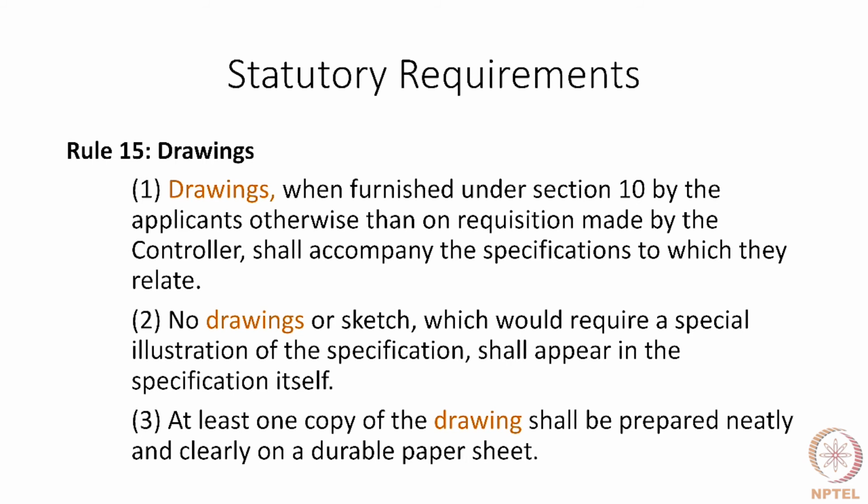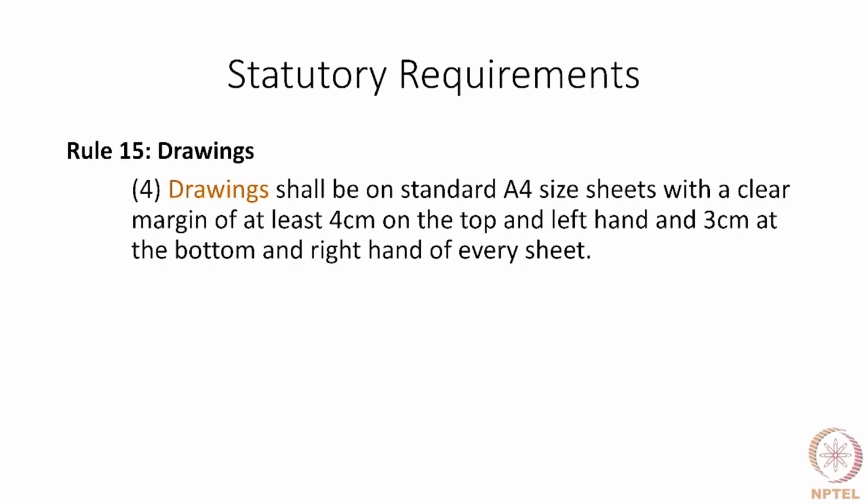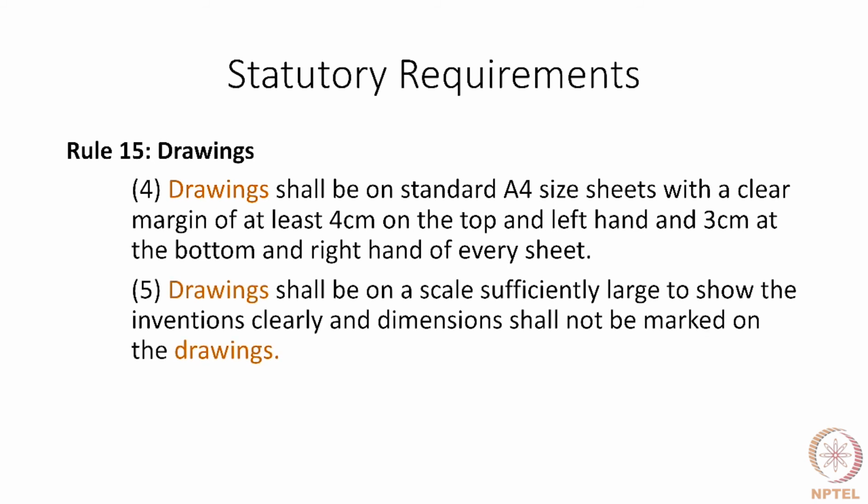At least one copy of that drawing shall be prepared neatly and clearly on a durable paper sheet. Again, it's a requirement. Now it continues. Drawings shall be on standard A4 size sheets and with a clear margin of at least 4 centimeters on the top and left hand and 3 centimeters at the bottom. Again, this is to bring in some uniformity to the filing process. Now, drawings shall be on a scale sufficiently large to show the invention clearly, and dimensions shall not be marked on the drawings. So if there is something that you need to mark, you will not mark it on the drawings, rather you will just use an arrow and mark it with numbers, reference numbers.